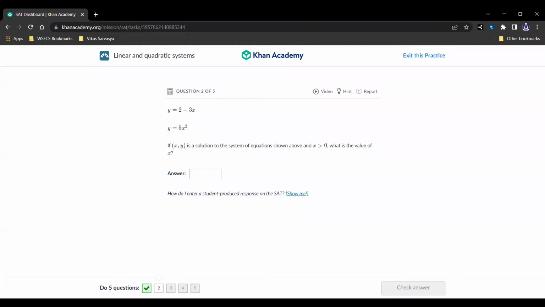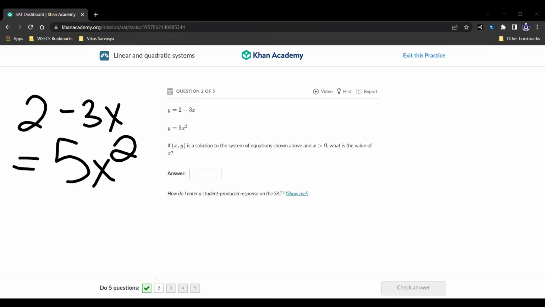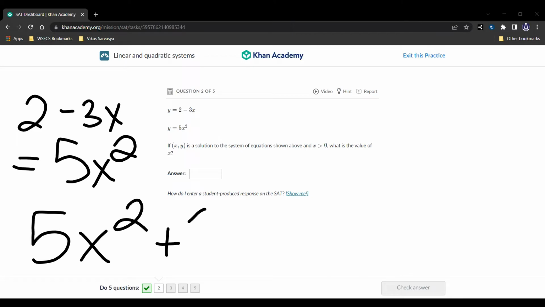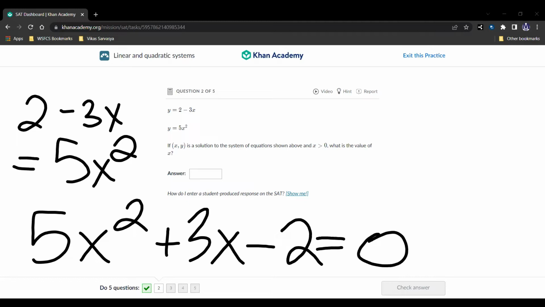Well, since y equals y, obviously we can set these two equal to each other and say that 2 minus 3x equals 5x squared. We can combine the like terms to get everything on one side, and we have 5x squared plus 3x minus 2 equals 0, right? We can either factor this, or we can try the quadratic formula. Let's at least first try factoring.